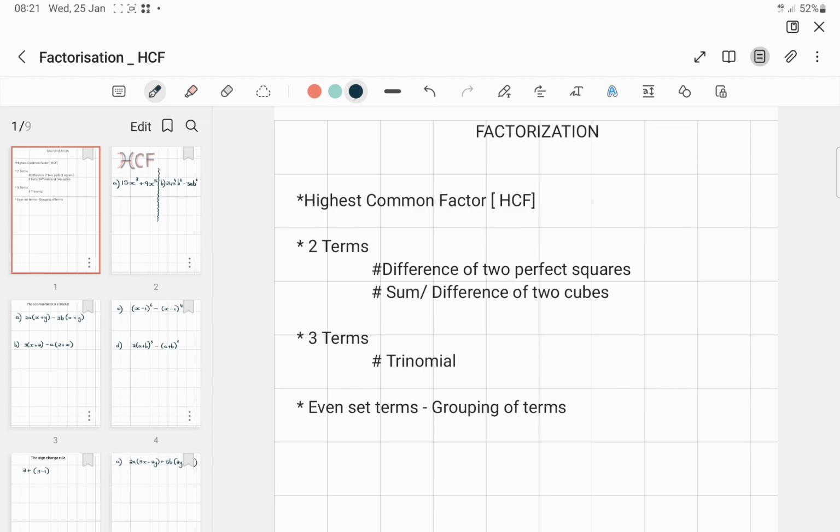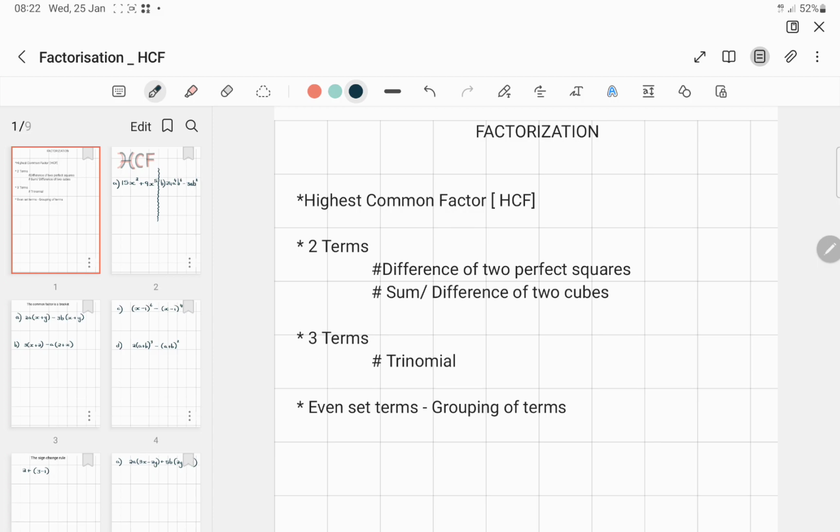All right, so the first one, and that's what you always start off with, is: can I take out a highest common factor? So that would be your first start. Can I take out a highest common factor? All right, then if you have taken out a highest common factor or it's not a highest common factor, you are going to look whether you have 2 terms or 3 terms. With 2 terms, it can be a difference of 2 perfect squares, or in grade 10, we are now teaching you the sum or difference of 2 cubes. So we'll get to those in the next video.